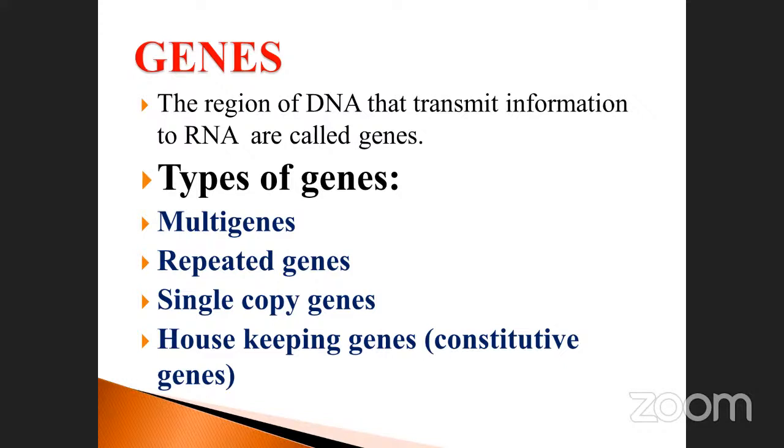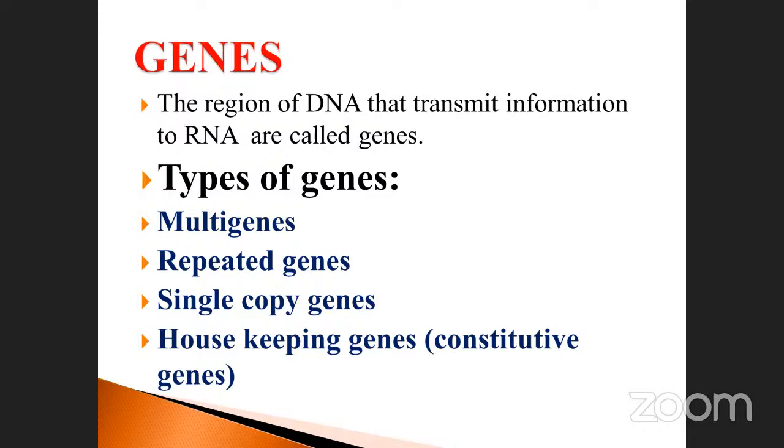Multi-genes: multi means more than one. Repeated means the same molecules, same codons repeated again and again. Single copy gene means only one copy of the gene is present in the chromosome. Housekeeping gene: when changes occur, there are permanent genes that are also present and maintained. That is called constitutive genes. These are the types of genes that we are going to see one by one.